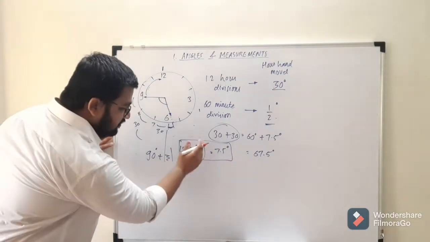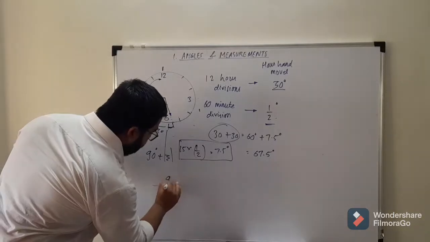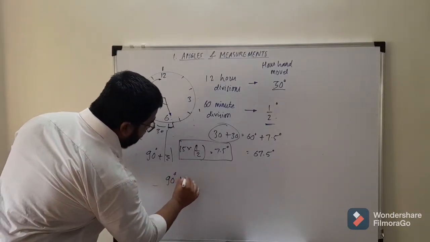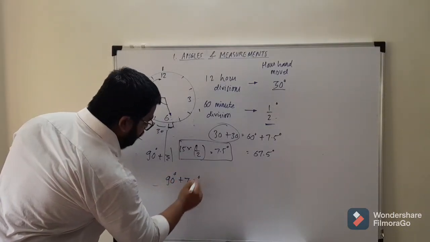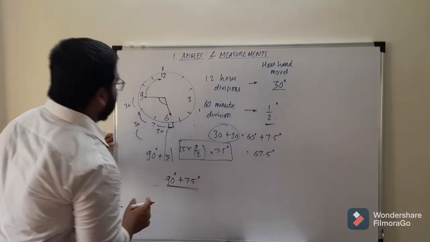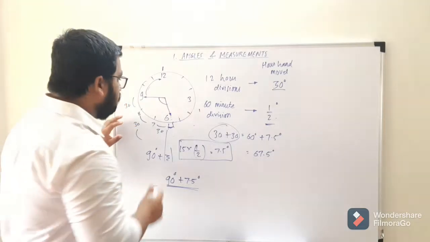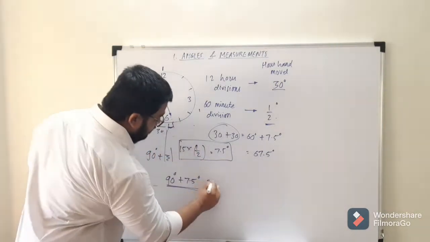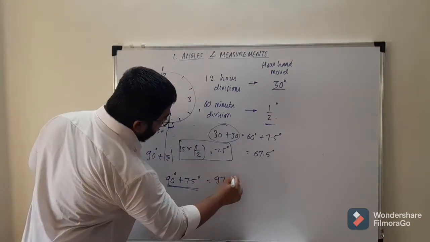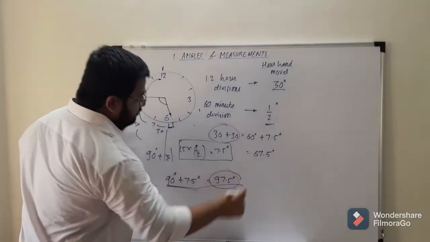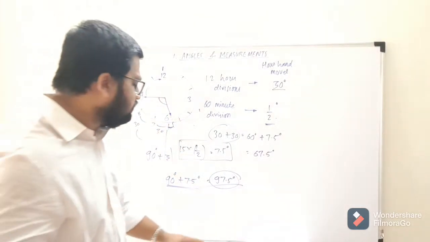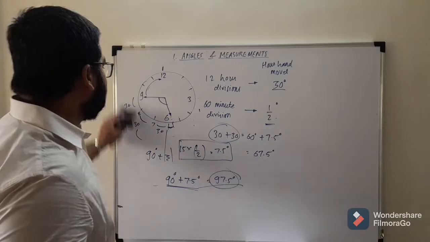So we'll add this 7.5 into 90. So the total travel will be 90 degrees plus 7.5 degrees. So the angular measurement between these two hands will be 97.5 degrees. Okay, this is how we calculate time. You can consider any time and calculate the angle.